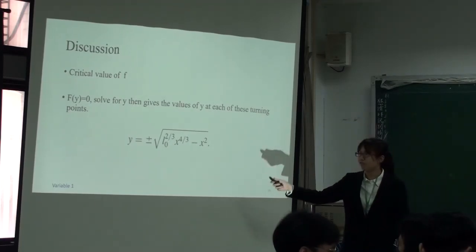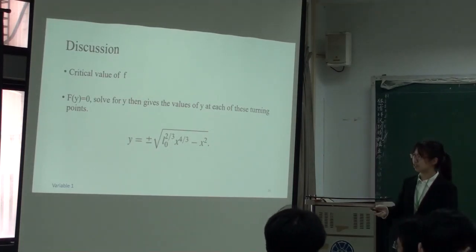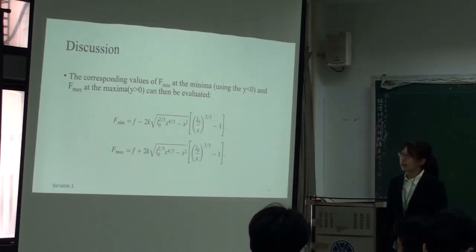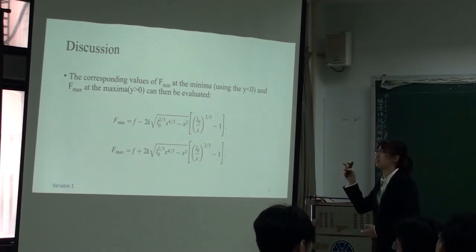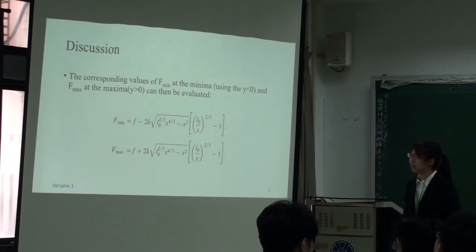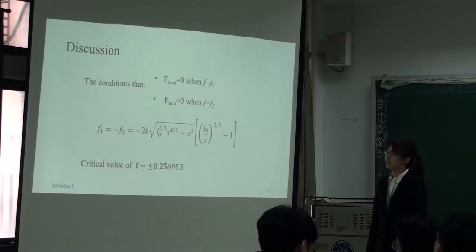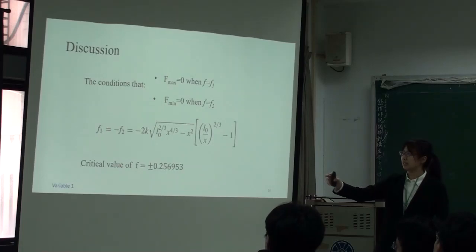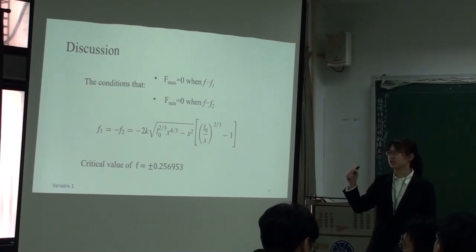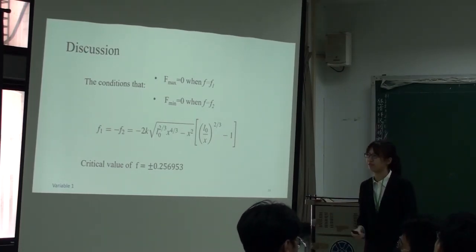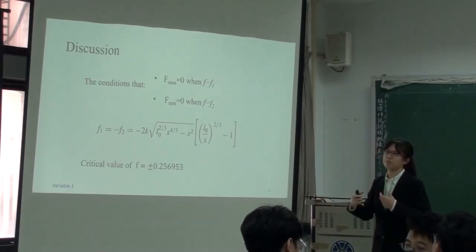So here, when the resultant force equals 0, we solve for y and then give the value of y at each of these turning points. And here, the corresponding values of f minimum at the minima, where y is smaller than 0, and f maximum at the maxima, where y is bigger than 0, can then be evaluated into this. In the conditions that the f maximum equals 0, that's the moment when f equals f1, and when the f minimum equals 0, that's the moment when f equals f2. The equation would look like this, and the critical value of f we get from our parameters is this.